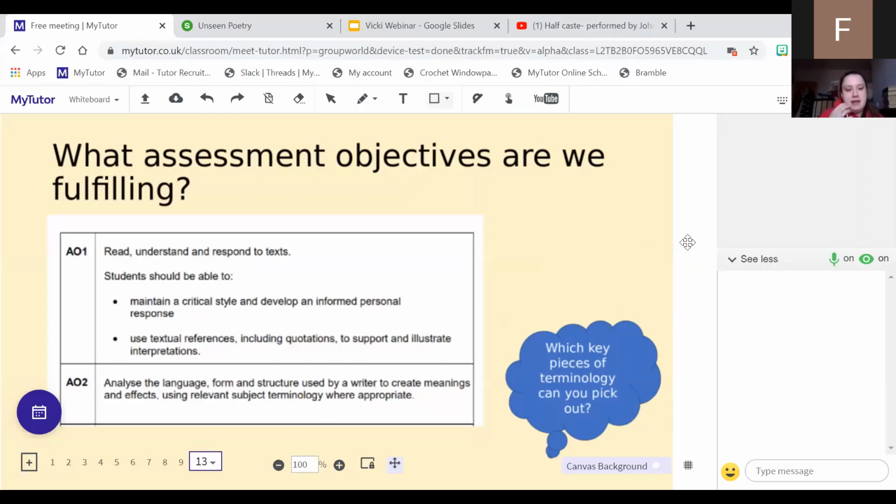So I think analysing language, form and structure, creating meanings. Yeah, absolutely. Subject terminology, critical style, textual references. What I think is really nice and good to remember is an informed personal response. So definitely talk about the reader, and you can talk about how it makes you feel. That is absolutely fine as well. Right.